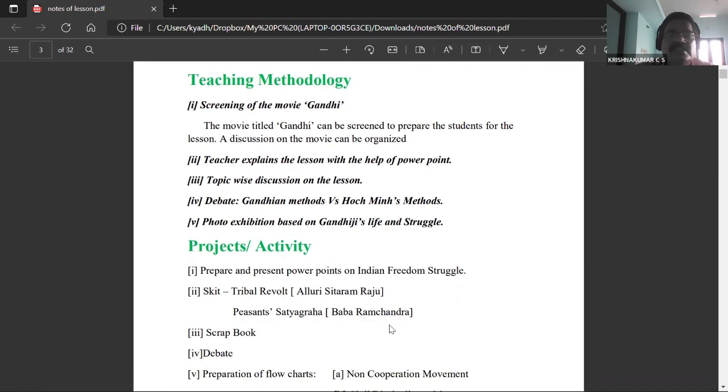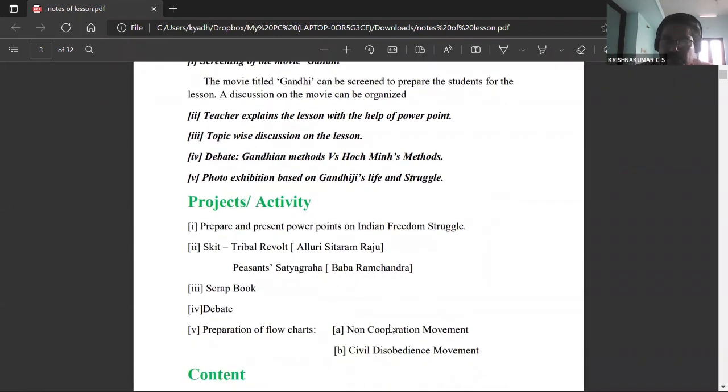Projects and activities. Prepare and present PowerPoints on freedom struggle. Skit on tribal revolt. About Alluri Sitarama Raju, one skit can be presented. How the movement was organized by Alluri Sitarama Raju in Gudem Hills of Andhra Pradesh. Children can present it in the form of a skit. Baba Ramchandra's Satyagraha in Awadh in Uttar Pradesh, that can be presented in the form of a skit.